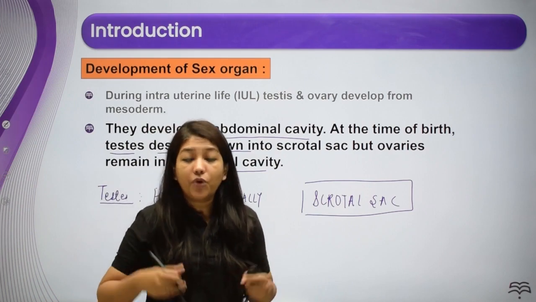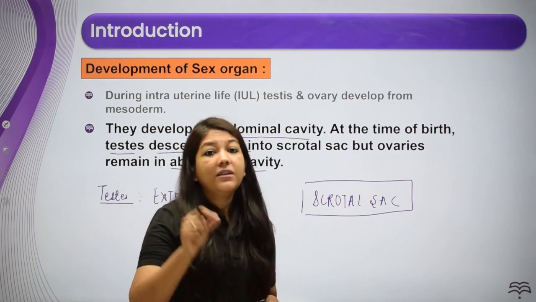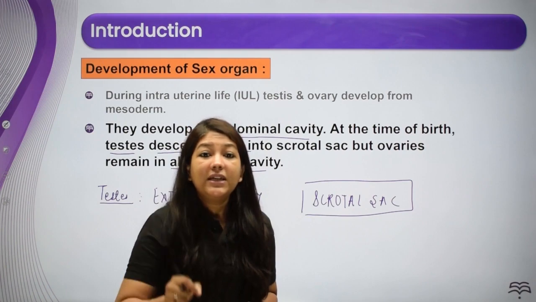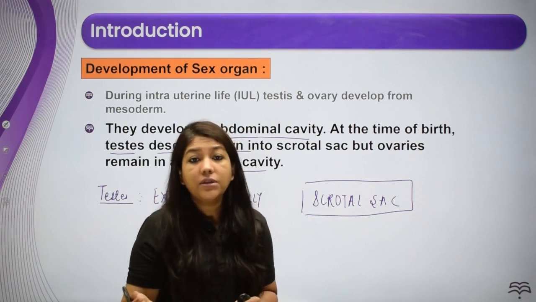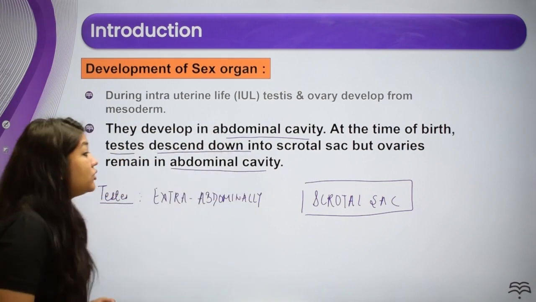Ovaries जो है वो abdomen में रहेंगी. Testes, they are going to descend down. कहाँ से derive हो रही है? कहाँ से develop हो रहे हैं? The gonads, the organs, they are developing from mesoderm. All right.